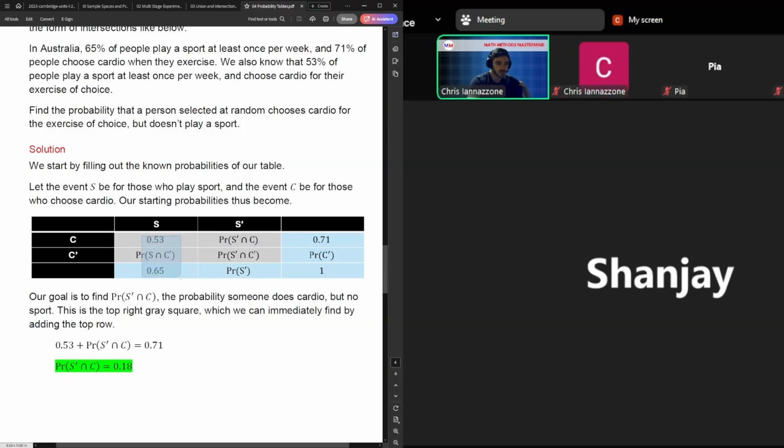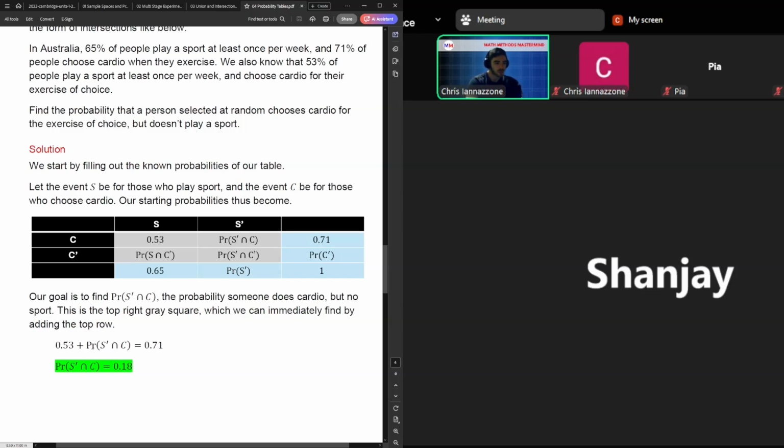You could say, okay, 0.53 plus something equals 0.65, figure out what that is. Then you have this, you have this. You could figure out this one by doing 1 minus 0.71. You could figure out this one by doing 1 minus 0.65. You can fill out the entire table. And if you're learning these to begin with, it might be recommended just to fill out the full table and see, does it all add up to 1? Because if it doesn't, you've made a mistake somewhere and you know to correct that.